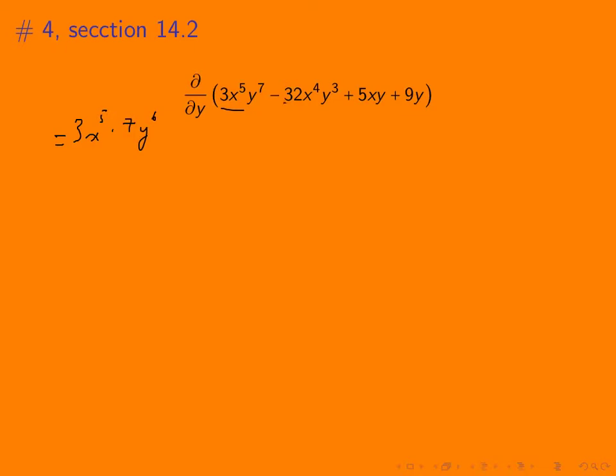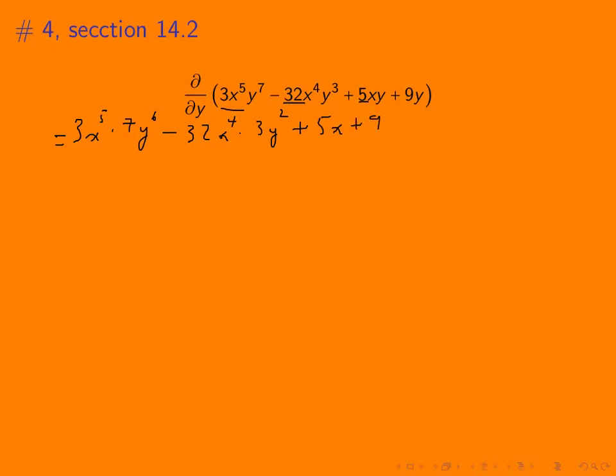In the next piece, 32x to the 4th all acts as a constant, so this is minus 32x to the 4th times the derivative of y cubed, so that's times 3y squared. Here the term 5x is a constant, and the derivative of a constant times y is just that constant. So we get plus 5x. And in this last piece, notice that there are no x's, that's fine. It's just plus 9y, so its derivative is plus 9.